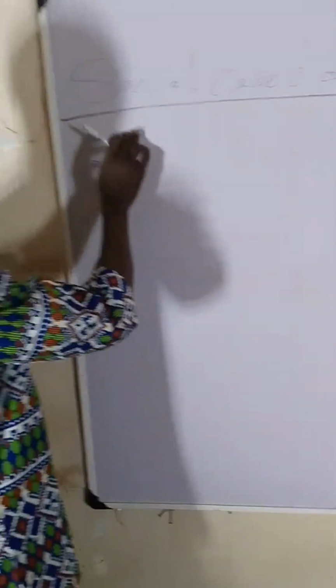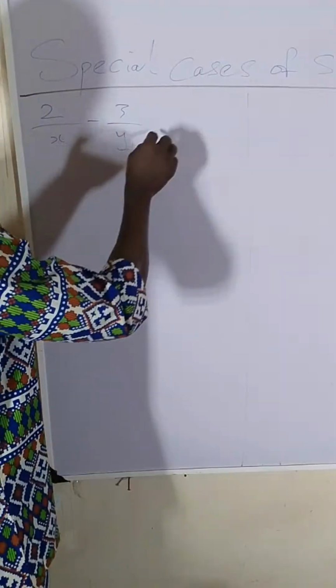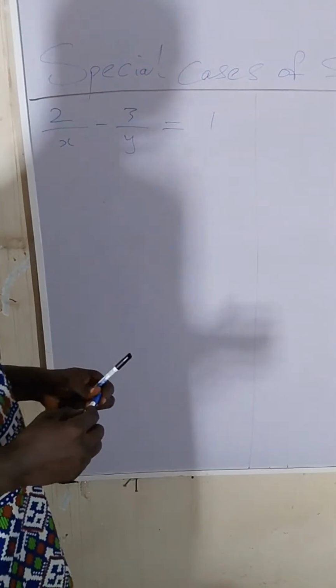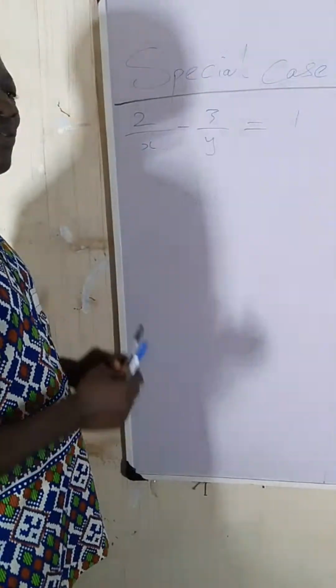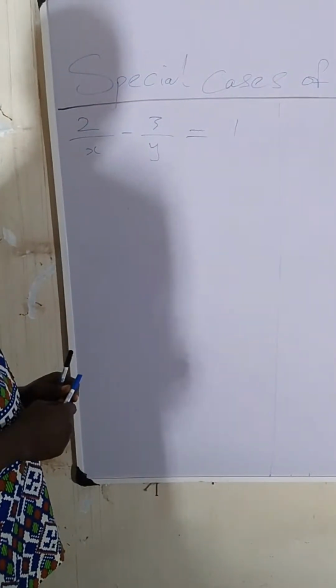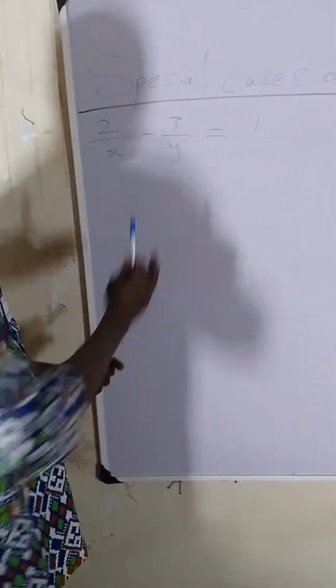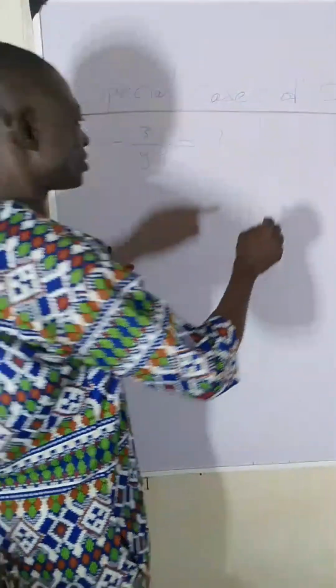That first one is saying 2 over x minus 3 over y is equal to 1. What do we do to this equation? Let us do something like this to this equation. It is advised that we should bring the letter to the outside. Let us understand what I mean by the outside.